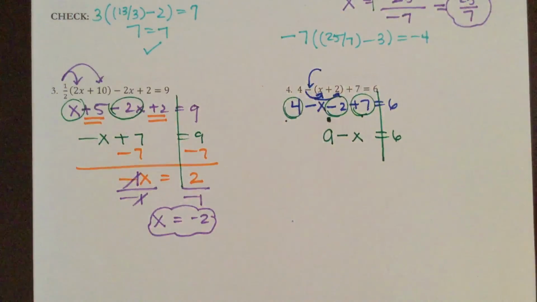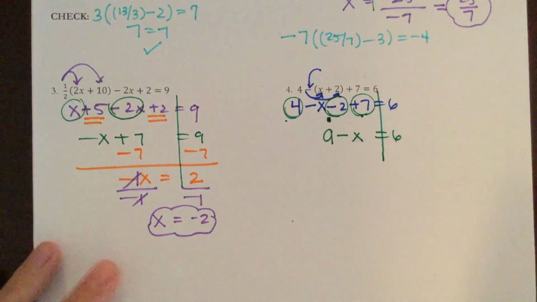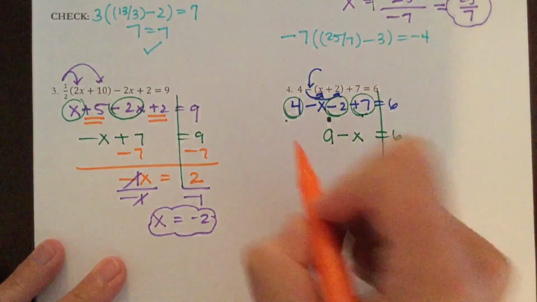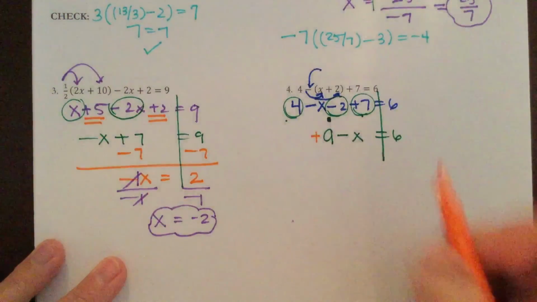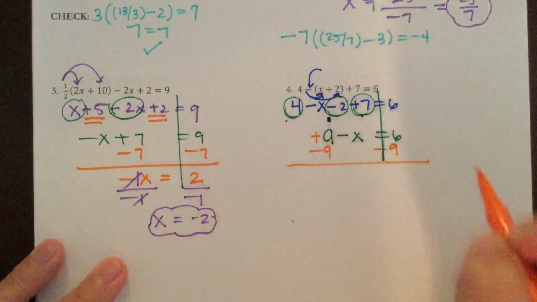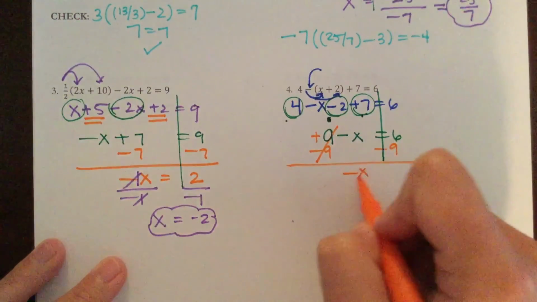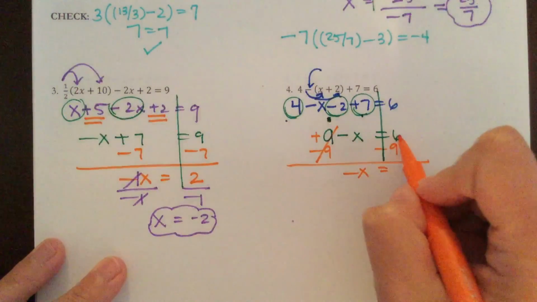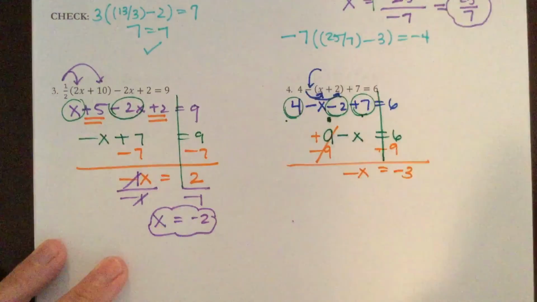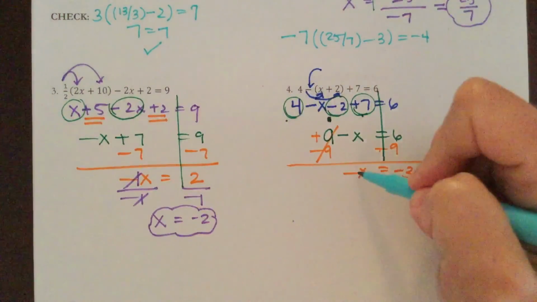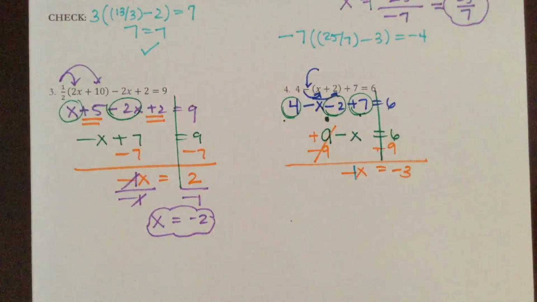Next, we move over anything that needs to be moved by addition or subtraction. This 9 needs to come over here with the 6. Since it is an understood positive 9, we are going to subtract on both sides. The positive and negative 9 are additive inverses and cancel, so negative x is equal to 6 minus 9, which is negative 3. Remember, there's an understood 1 in front of that x.